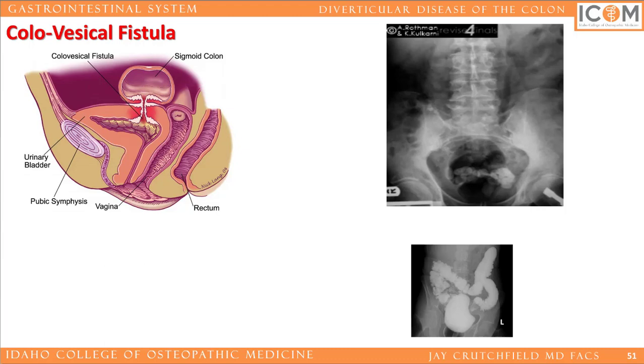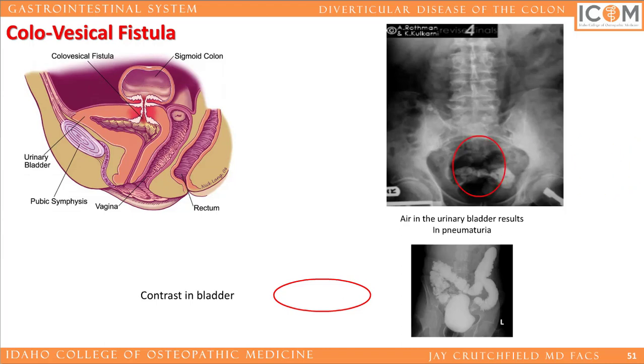In the image on the upper left, a graphic is shown demonstrating a colovesical fistula. The middle image shows contrast leaking from the sigmoid colon and filling the bladder, the red ellipse, consistent with a diagnosis of a colovesical fistula. The image on the upper right shows air in the bladder consistent with a colovesical fistula. Of course, the image in the lower right shows the bladder grossly filled with contrast, consistent with a large colovesical fistula. These require operative intervention, usually a colon resection and repair of the bladder.